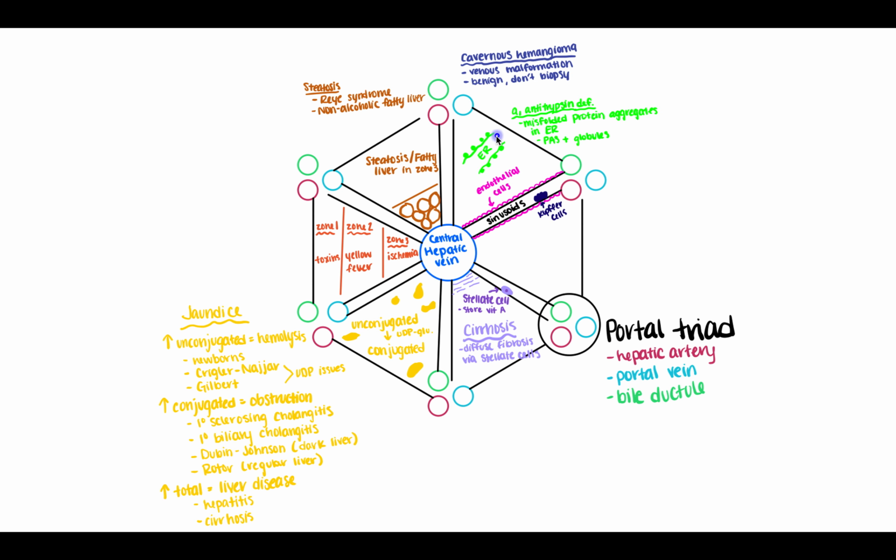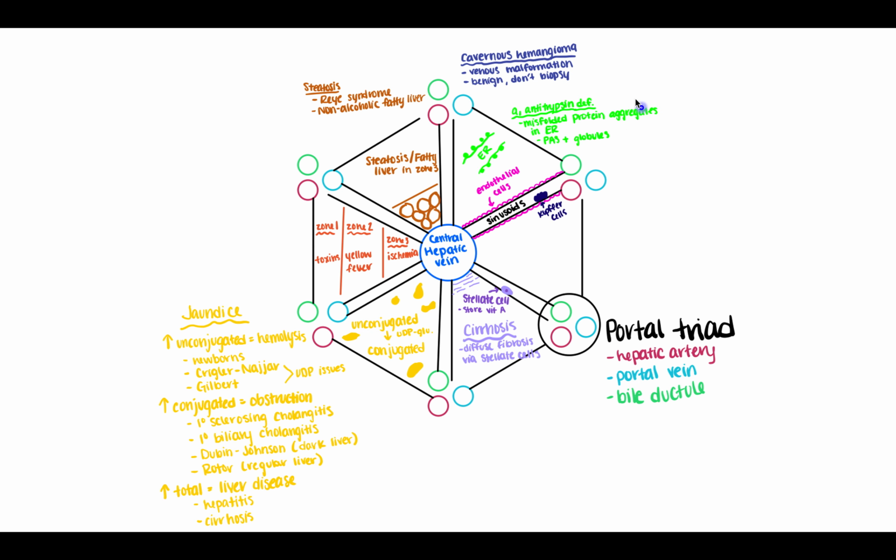Then I put a little ER here, and this is supposed to help you remember alpha-1 antitrypsin deficiency. This is going to be misfolded proteins that get aggregated in the ER, and this will be a patient that is young, but they have what looks like emphysema and liver damage, and you're like, what the hell is going on? Well, they inherited this alpha-1 antitrypsin deficiency, and you'll have these PAS positive globules because of the amount of proteins aggregated in the ER.